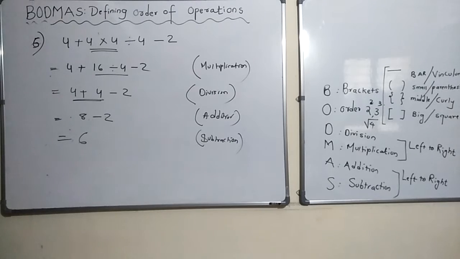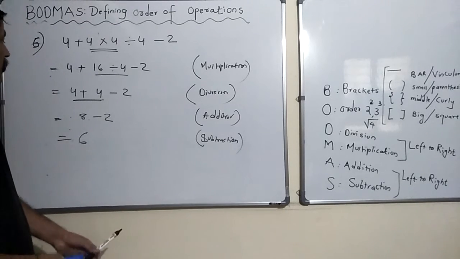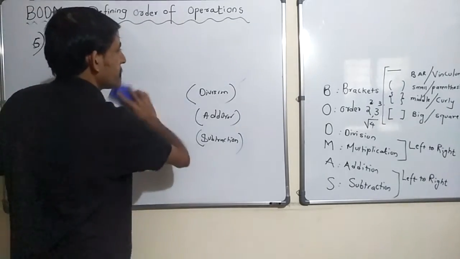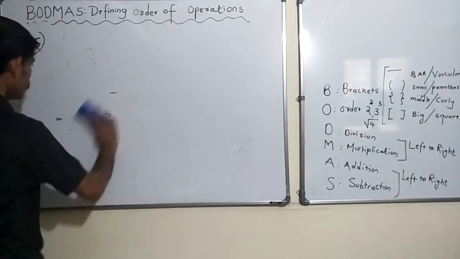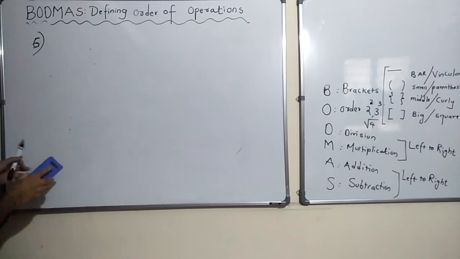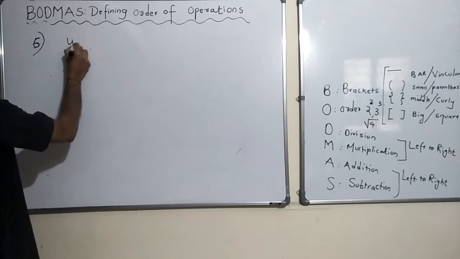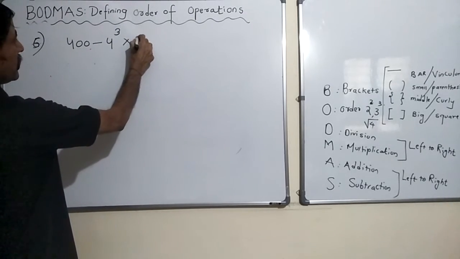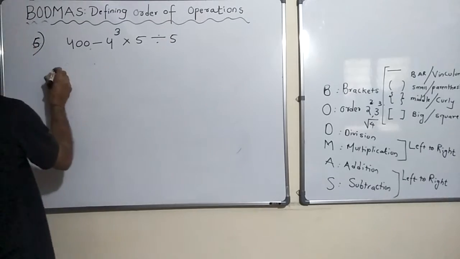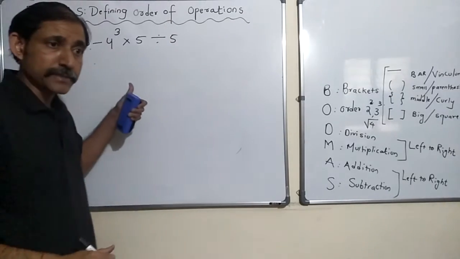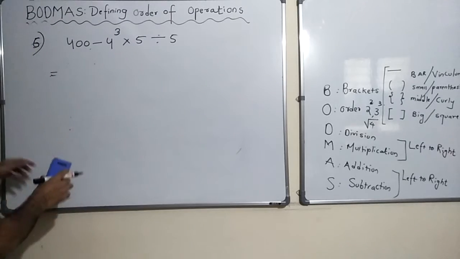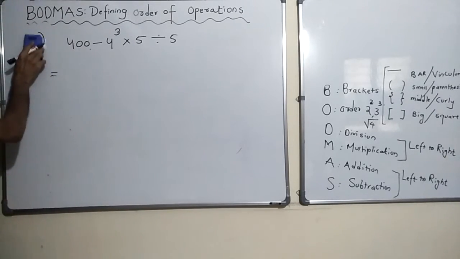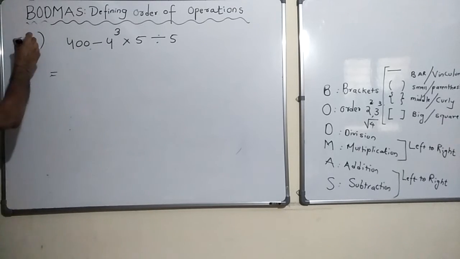All right. Great. So we solved the sixth problem. All right. Let's move on to the seventh problem. Okay. So 400 minus 4 cube into 5 divided by 5. Okay. So now there are no brackets here. All right. So let's move on to the seventh.